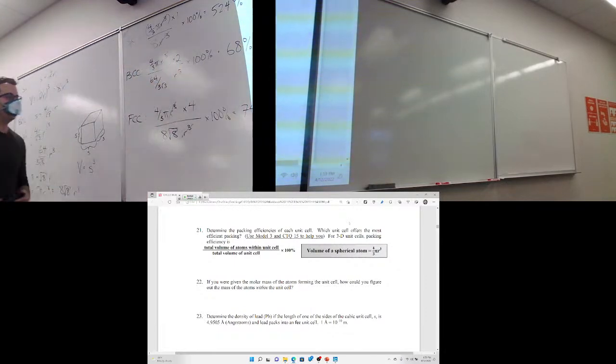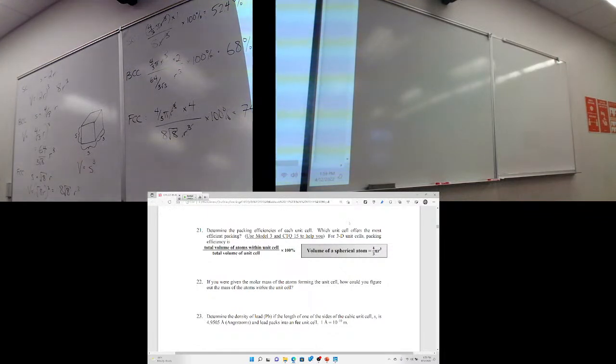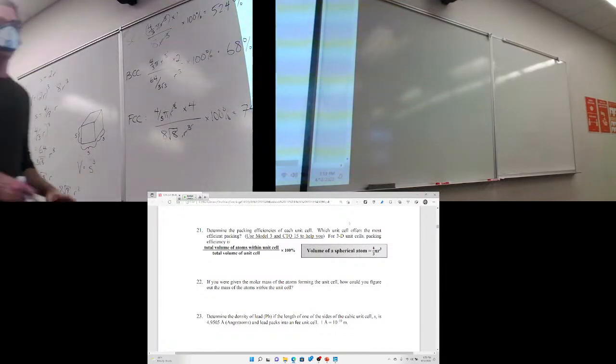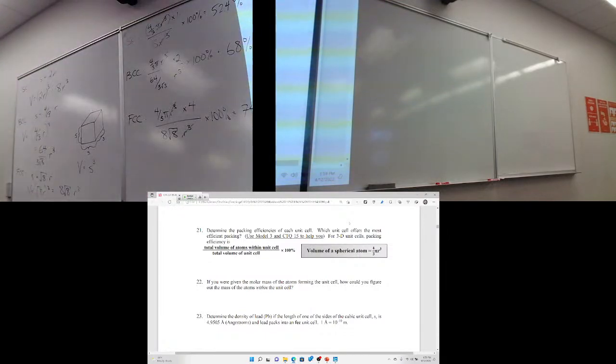So notice the packing efficiency is going up as you get to these other crystal systems. So FCC packs a little bit more densely, tightly. There's less empty space. You do not have to memorize these numbers either, but you should memorize the order at which the packing efficiency increases. Okay, so FCC is going to have the highest, simple cubic is going to have the lowest. Okay, all right, that's 21.